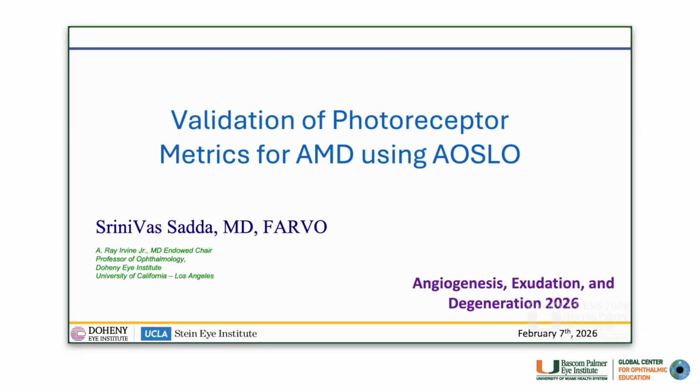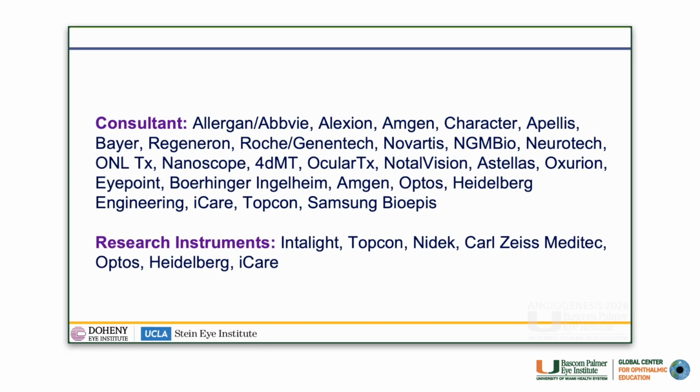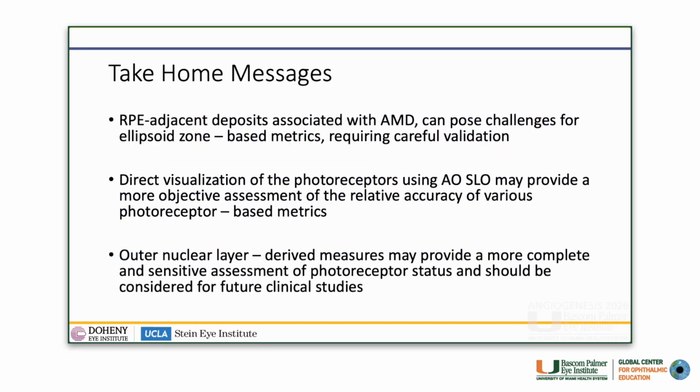Thank you very much. These are my disclosures, and these are my take-home messages. RPE-adjacent deposits in AMD can pose challenges for EZ-based metrics. Direct visualization of the photoreceptors using AO may provide a more objective assessment of the accuracy of the various different photoreceptor-based metrics, and outer nuclear layer-derived measures may provide a more complete and sensitive assessment of the status of the photoreceptors and may be an option for future studies.